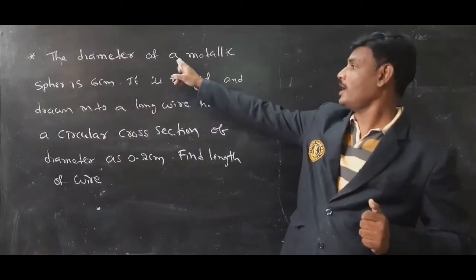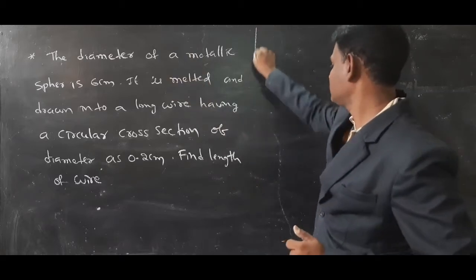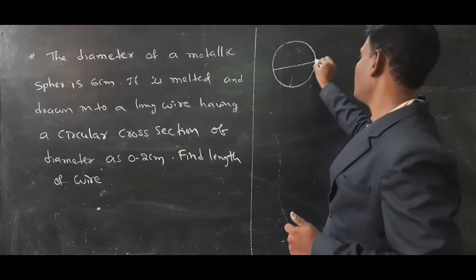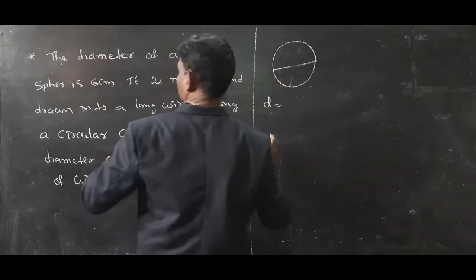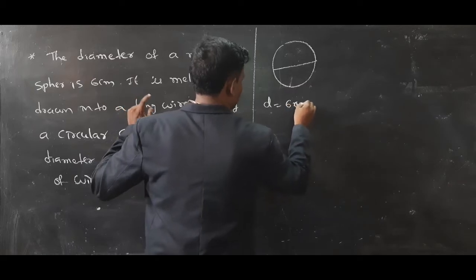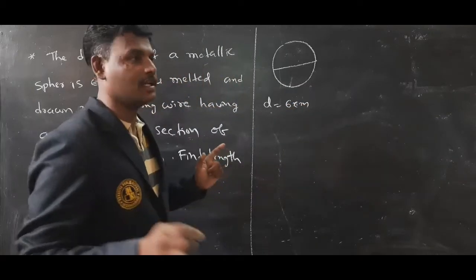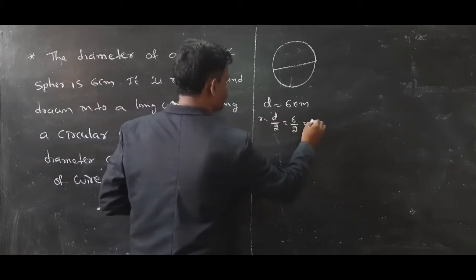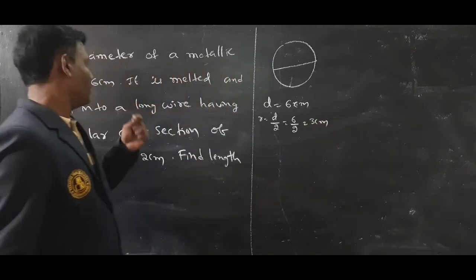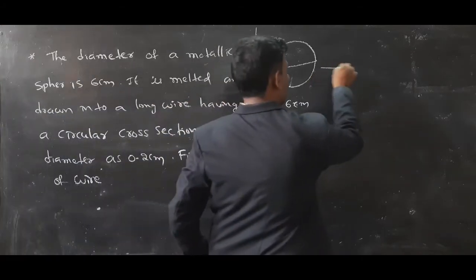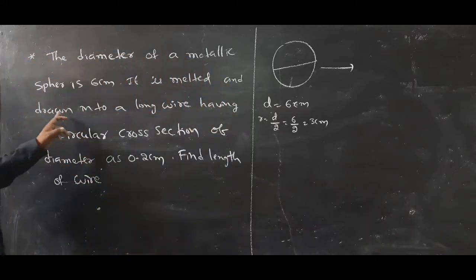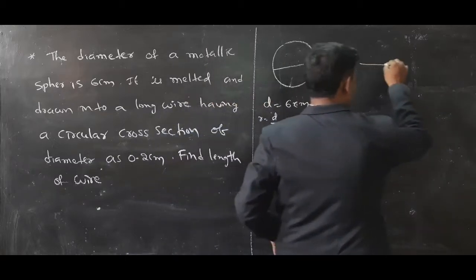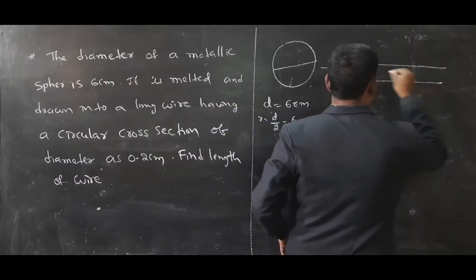The diameter of a metallic sphere. Here one sphere is there. What is the diameter? D is equal to 6 centimeters. Diameter of that metallic sphere is 6 centimeters. R is equal to D by 2, is equal to 6 by 2, is equal to 3 centimeters. This sphere is melted and drawn into a long wire. So by melting that, he drew a long wire.